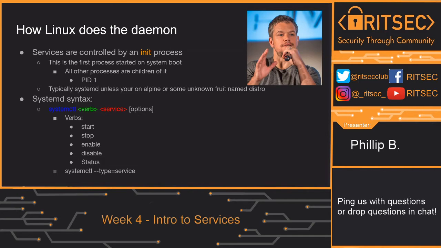Just use systemctl, a verb, and then the service you want to apply that verb to. So start obviously starts the service. Stop, obviously, stops it. Enable or disable usually make it so that you can either start or stop it. And status tells you how the service is doing. And if you want to get a list of all the loaded services, run systemctl --type=service, and we get you a nice big list, probably pretty long, of most of the loaded services on the machine.